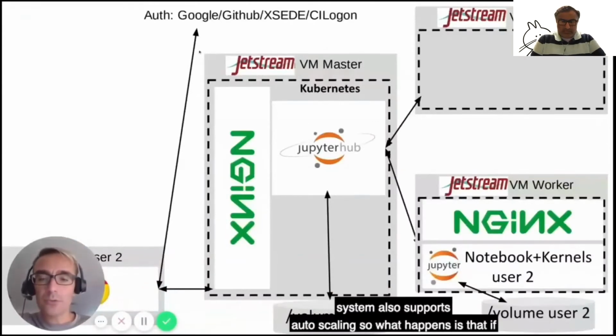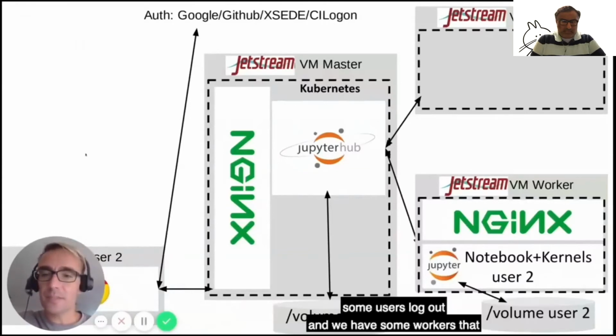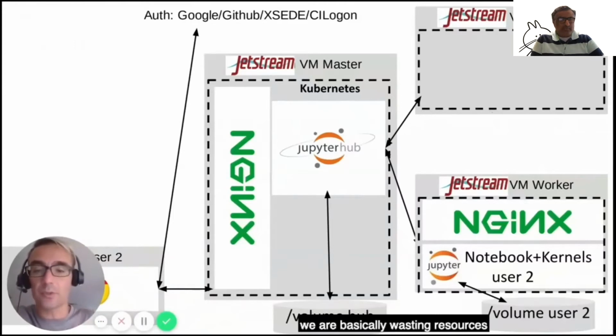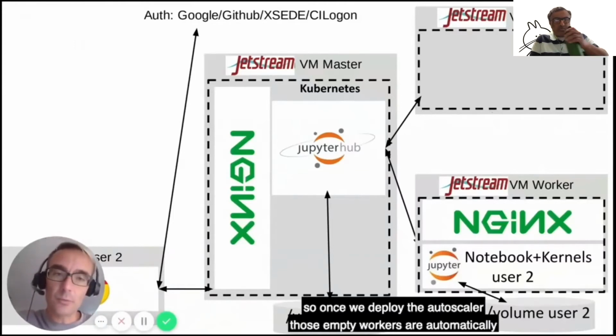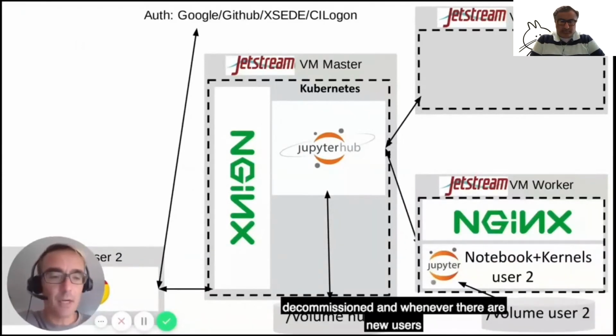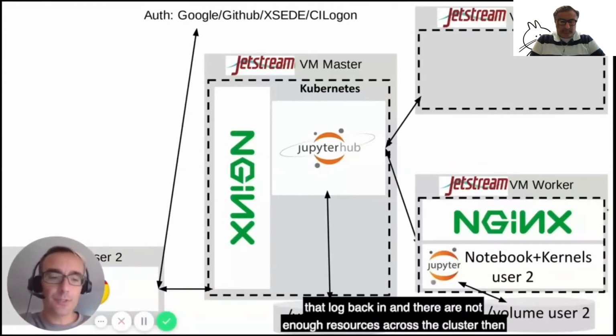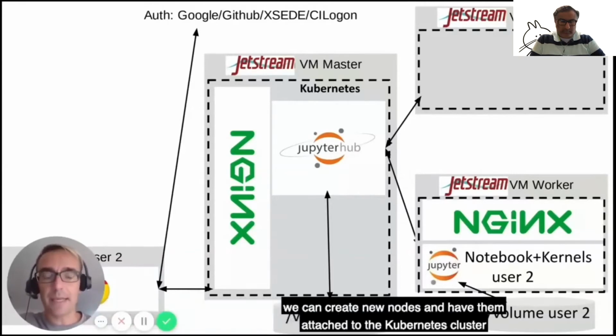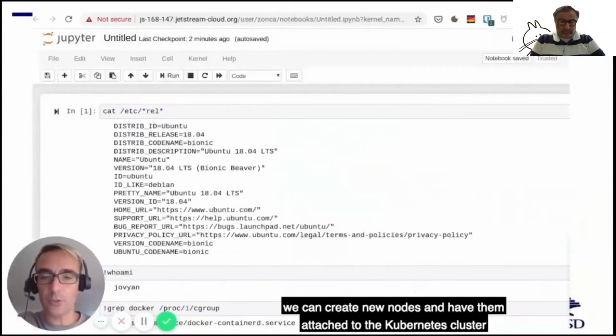This system also supports auto-scaling. What happens is that if some users log out, and we have some workers that are not doing much, so there are no user instances, we are basically wasting resources. Once we deploy the autoscaler, those empty workers are automatically decommissioned. And whenever new users log back in and there are not enough resources across the cluster, then we can create new nodes and have them attached to the Kubernetes cluster.